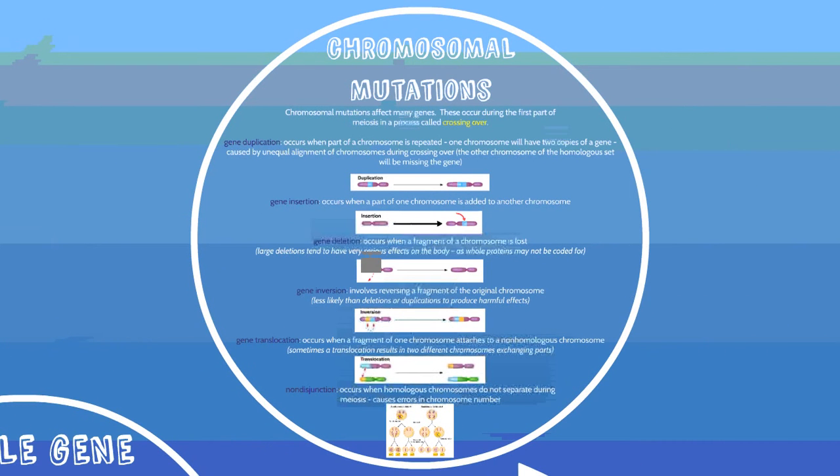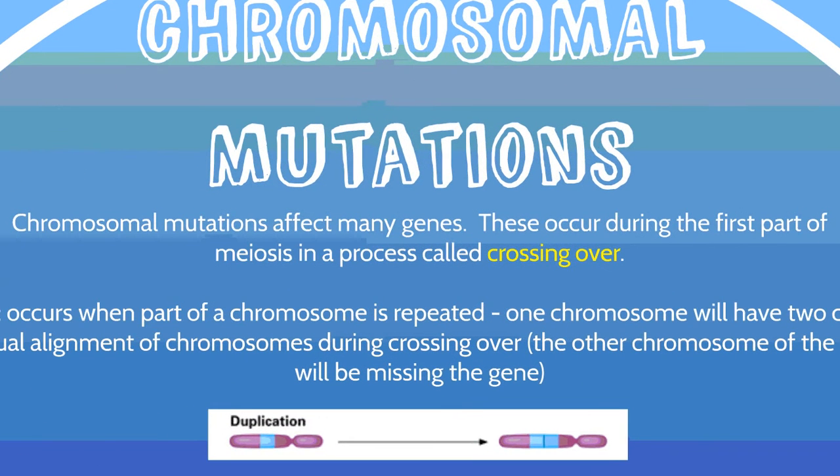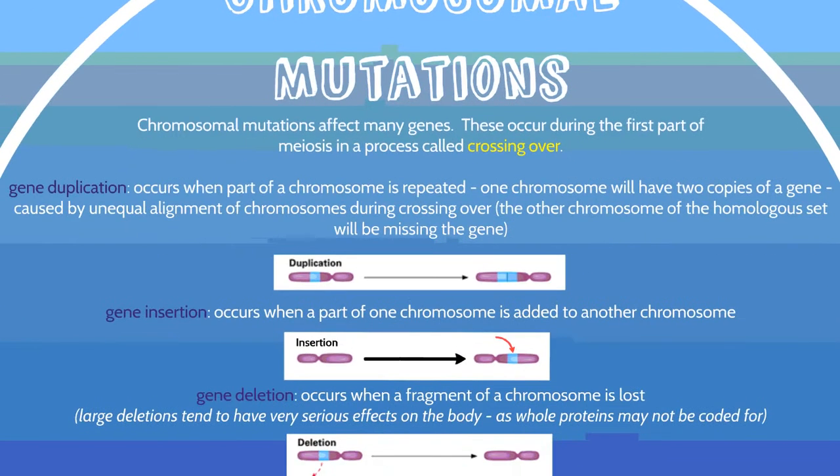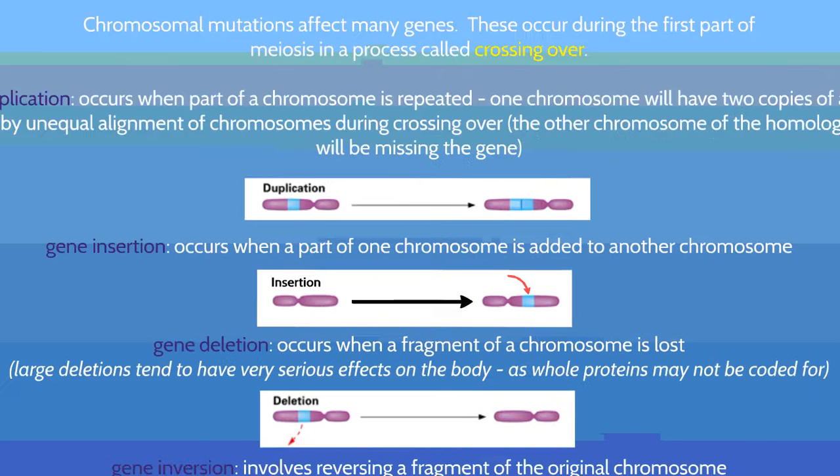All right, then there's chromosomal mutations. These are mutations that affect the entire chromosome. Typically these occur during meiosis, the first part of meiosis during crossing over. You have gene duplication, when a part of that gene is repeated in that chromosome, so it literally is duplicated. And then you have gene insertion, where a piece of a chromosome from another chromosome is inserted into another chromosome.